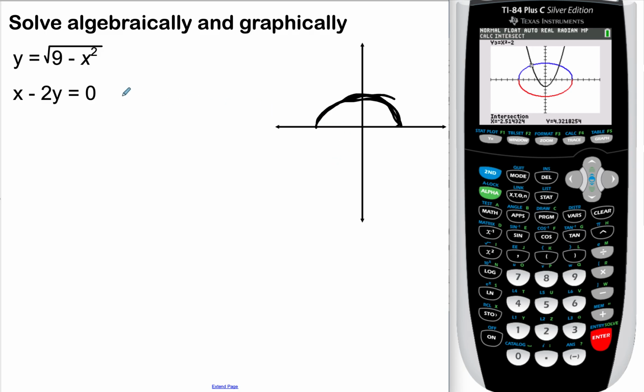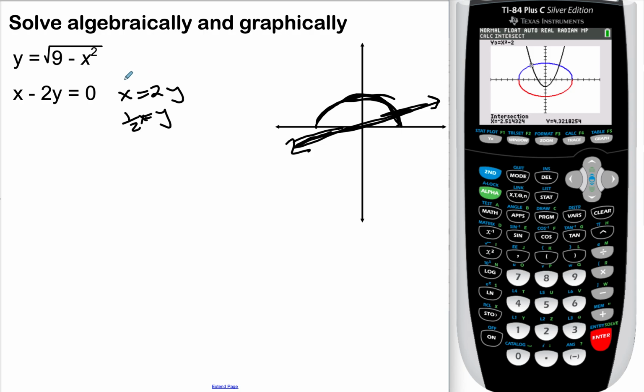Okay? This is a line, right? It's x equals 2y, or in other words, 1/2 x equals y. So this goes to the origin. But notice, as a very intuitive thinking student today pointed out, there's only one intersection point. Right? We only have the top half of the circle.